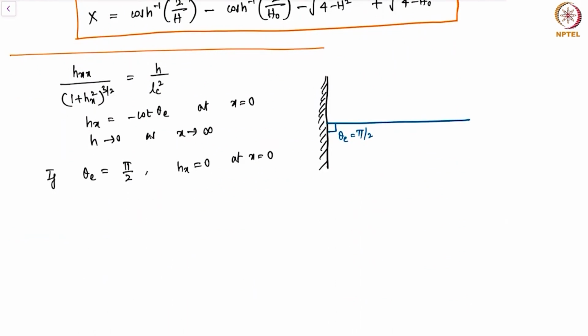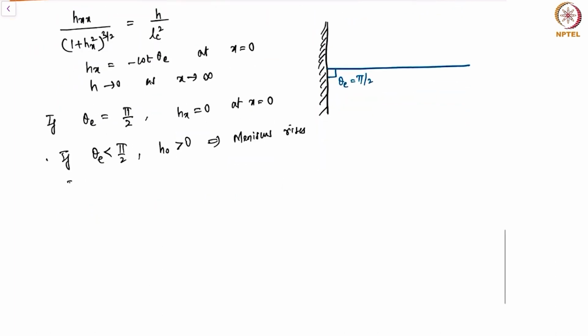So what we actually see is that if theta e is less than pi by 2, h naught is greater than 0, that is, the meniscus rises, okay, and if theta e is greater than pi by 2, that is, it's an obtuse angle, then h naught is less than 0.